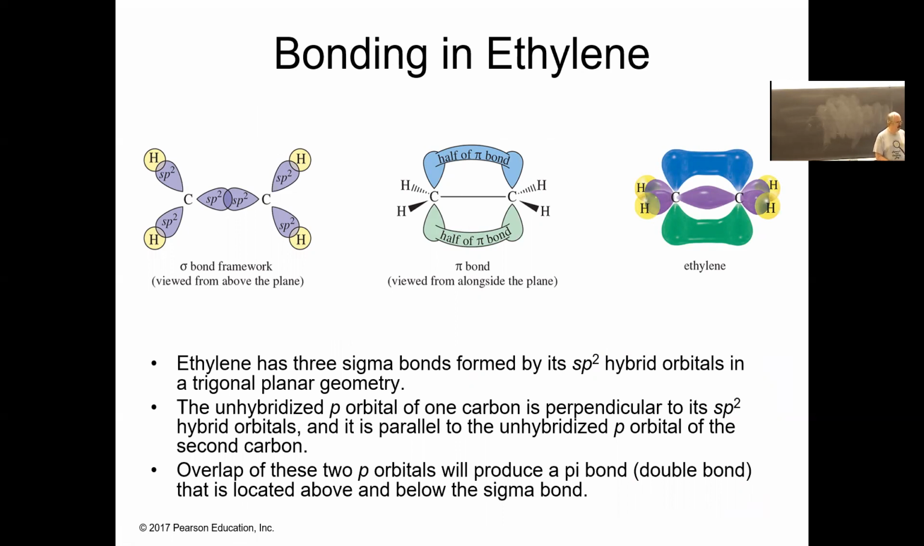So ethylene has 1 sigma and 1 pi bond. The carbons and the hydrogens are in a trigonal planar geometry. And so these are sp2 orbitals, and then there were 3 p orbitals originally. We hybridized 2, and then we have 1 left over, and this forms a pi bond, side-to-side overlap.